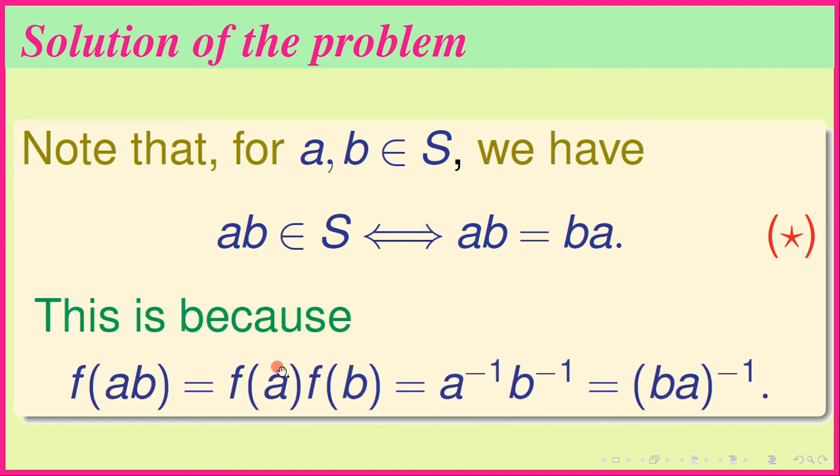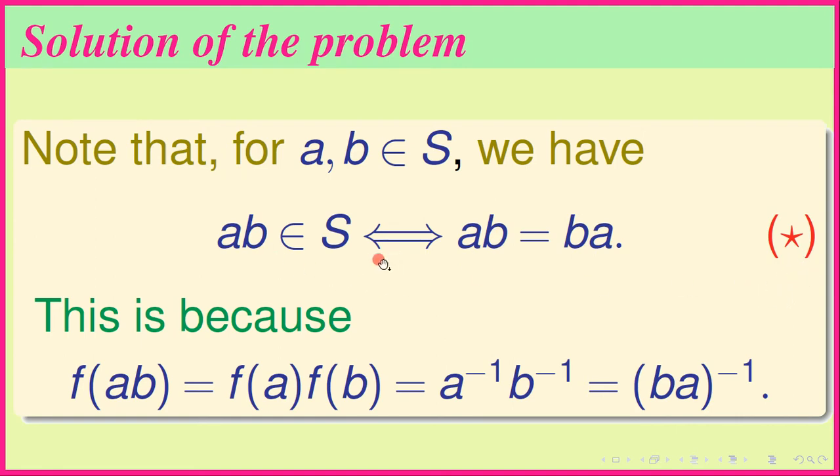This is because F(ab) is equal to F(a) F(b) because F is a homomorphism, which is a inverse b inverse because a, b are in S, which is equal to (ba) inverse. So if ab equals ba, this is (ab) inverse, which means F(ab) equals (ab) inverse, so ab belongs to S. And if ab belongs to S, then F(ab) equals (ab) inverse, and (ab) inverse equal to (ba) inverse means ab equals ba. We call this expression star.